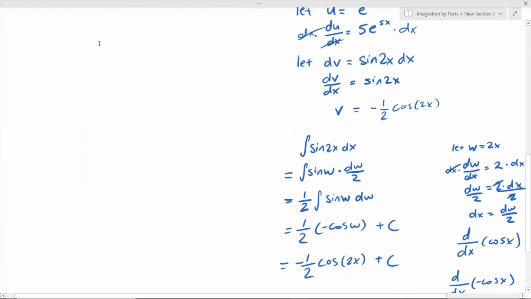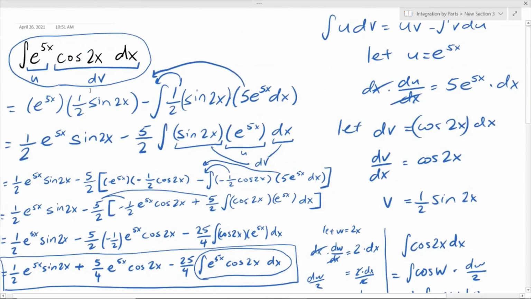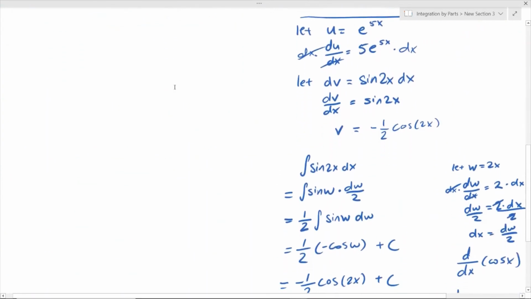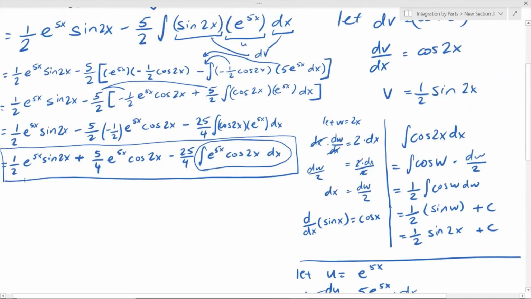And so rewriting that, I am going to have the integral of e to the exponent 5x times cos 2x as shown right here times dx. So I'm going to write dx right here. And this is all going to be equal to y squared in right here.